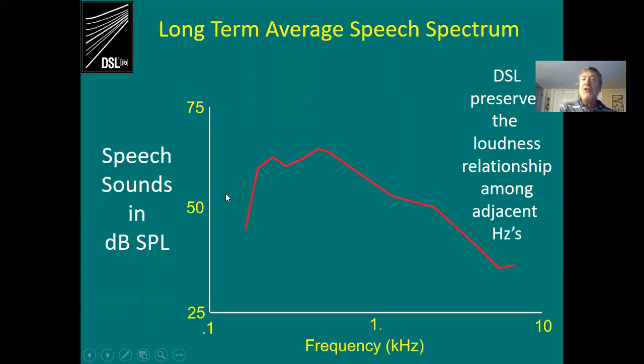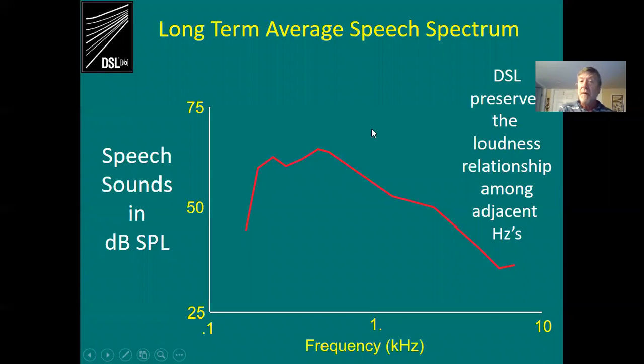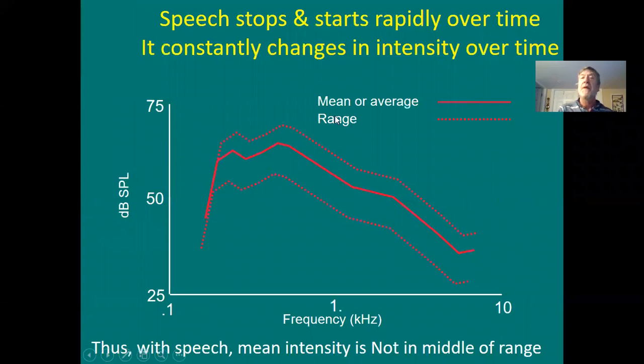Here's the long-term average speech spectrum. Look at how the low frequencies of speech, all your z, d, b, all your voiced consonants and vowels, are louder and lower than your high frequency consonants. And DSL preserves this relationship. Speech stops and starts rapidly over time, too, doesn't it?